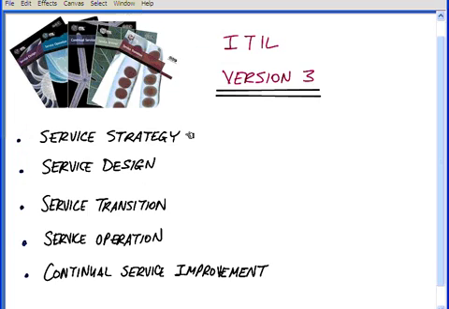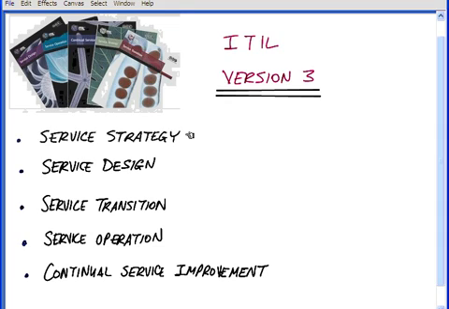Let's take a look. As I mentioned, the de facto standard for several years was ITIL version 2, and basically it had a series of books that we just saw, each one of which covered one of the major disciplines in information technology. We also saw the supportive books that go along with it.